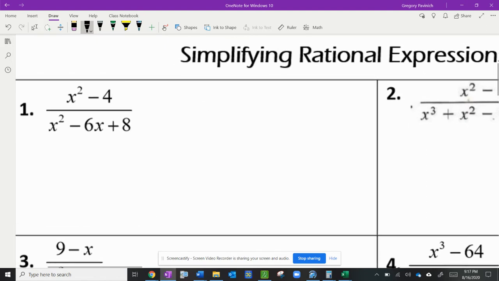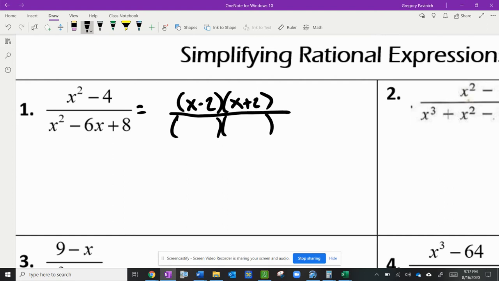Okay, so the first thing that I'm going to do is factor. Factor the top numerator, and I'm going to factor the denominator. This is a nice one. It's an x squared, so I can just say factors of 4 that add to get -6: -4, -2.